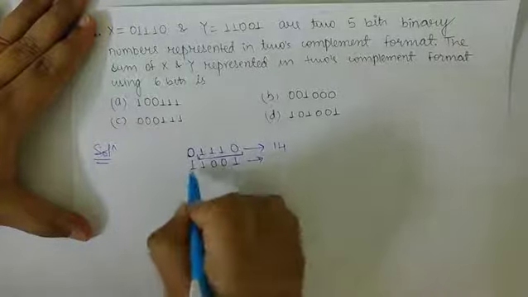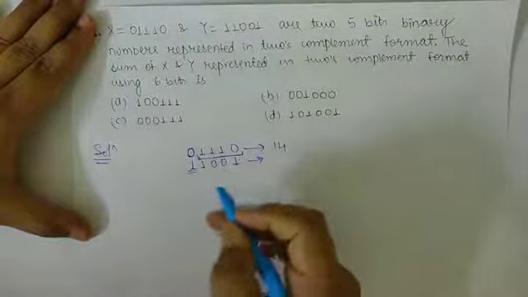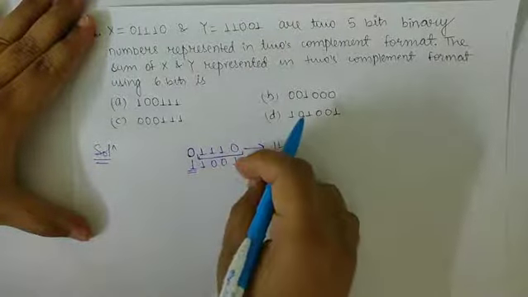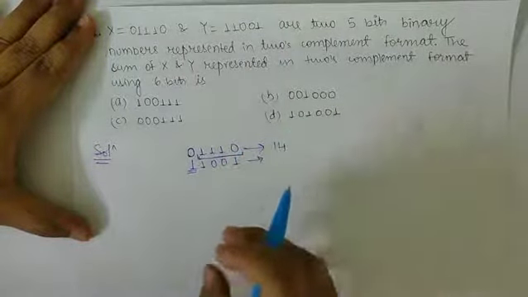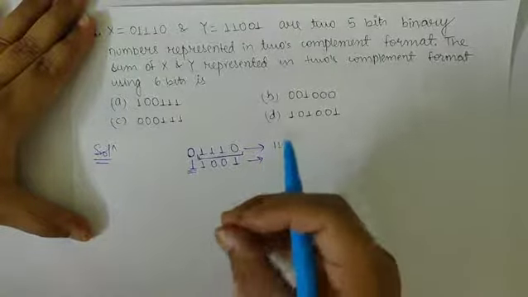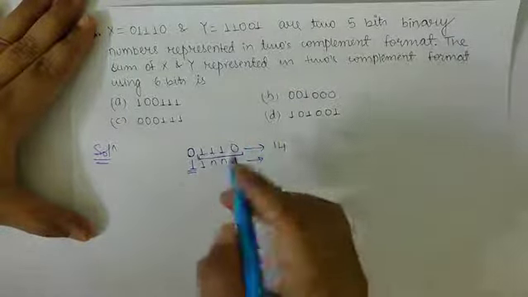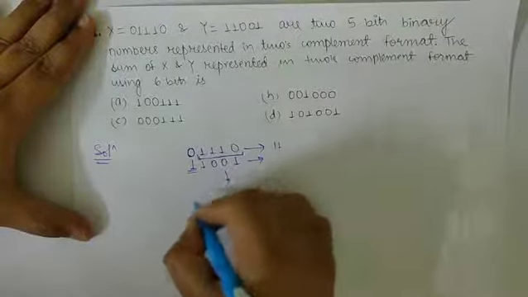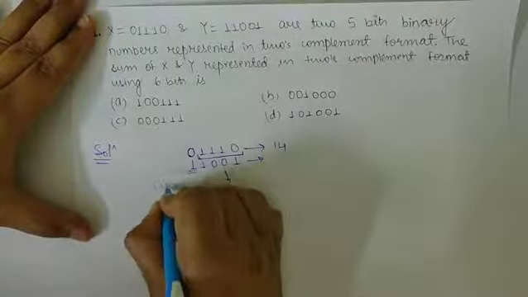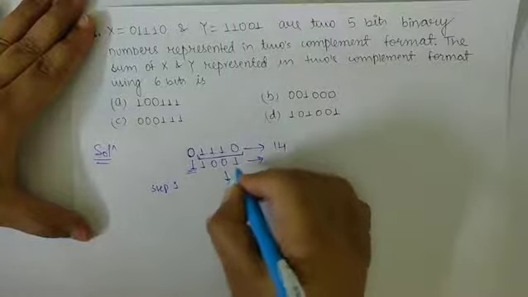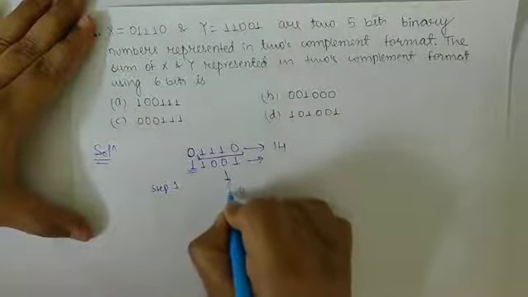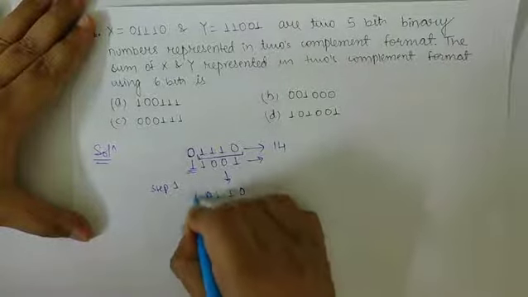And if the number is negative, how do we get its decimal equivalent? Just take the 2's complement of this number, and whatever number comes will be the magnitude of that number. Now, how to take the 2's complement? Step 1: replace 1 by 0 and 0 by 1. We get 0, 1, 1, 0, 0.